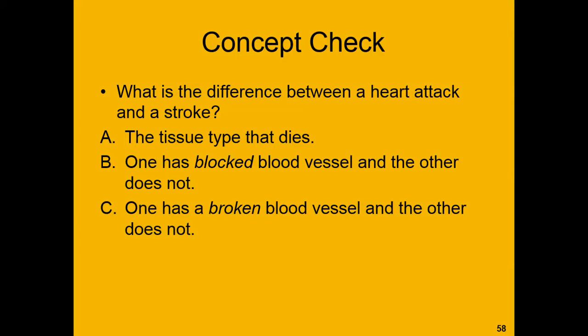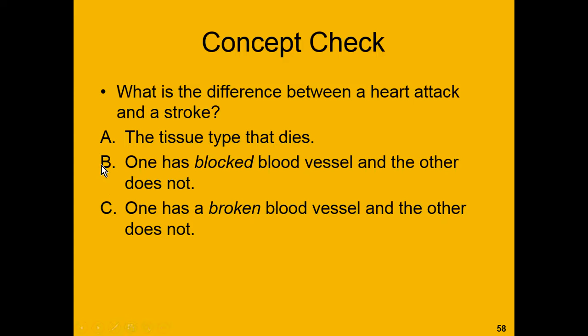So, class, concept check. What is the difference between a heart attack and a stroke? Is it A, the tissue type that dies, B, one has a blocked blood vessel and the other does not, or C, one has a broken blood vessel and the other does not? You can rewind the video, you can pause it, check your notes, or check your PowerPoint. Please get me an answer. 5, 4, 3, 2, 1.